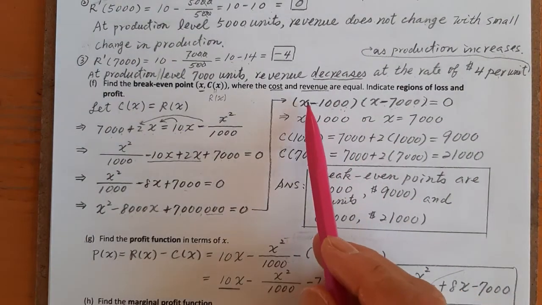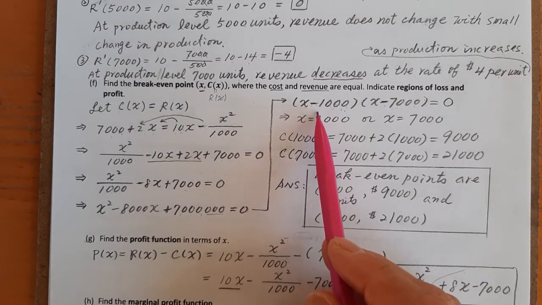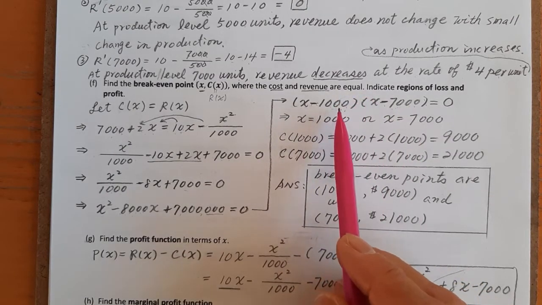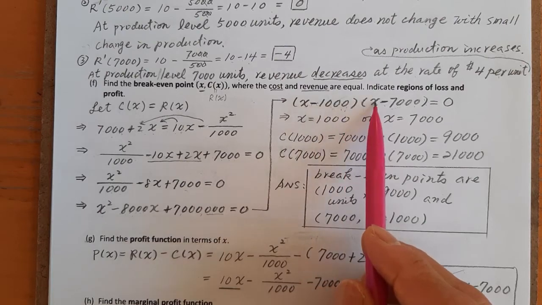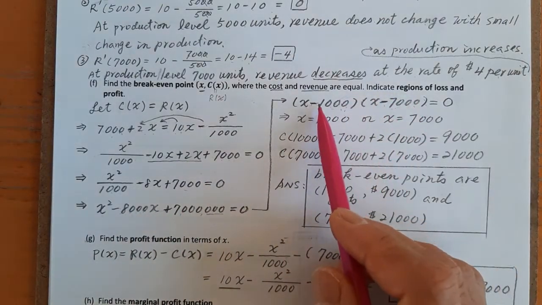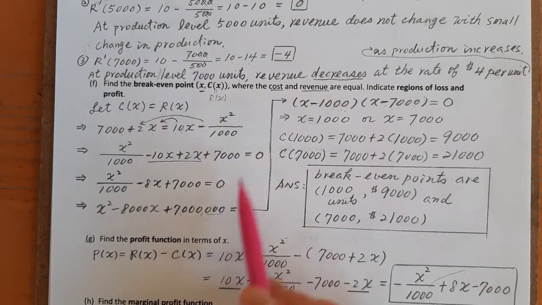You can check it. X times x is x squared. FOIL. Outer term product negative 7,000x combined with the inner term product negative 1,000x is a negative 8,000x. The last term product negative times negative becomes positive. 1,000 times 7,000 is 7 million. And so the two are equivalent.